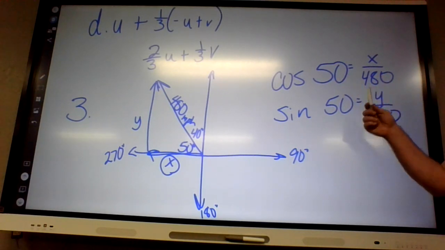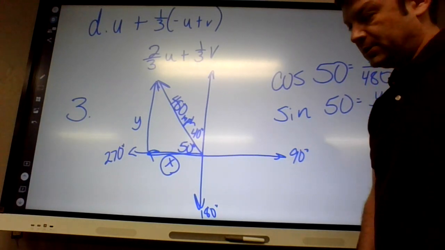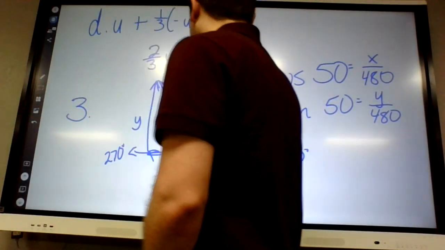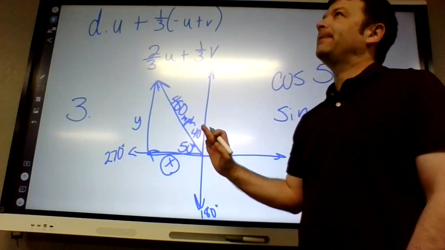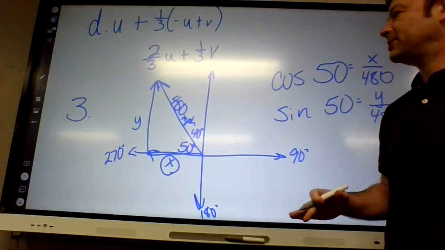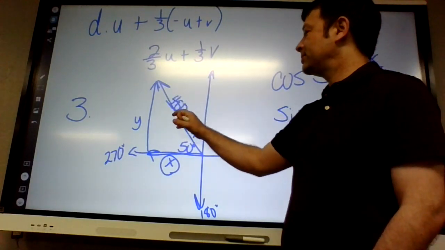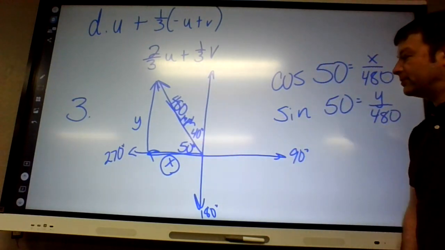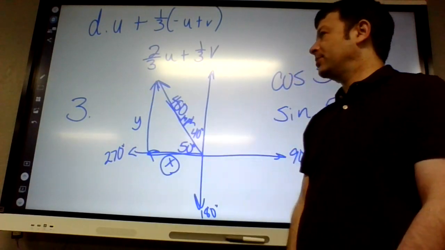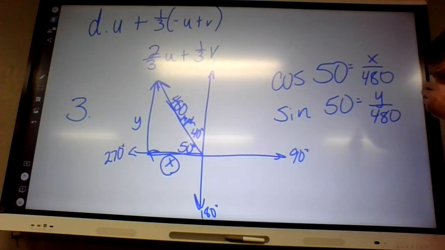Times 480, times 480. And that would give us how far west they went, or not how far west they went, but at what speed they were moving in the westward direction. That's basically, because we're not really talking about distance, we're talking about speed. But that tells you the speed in the westward direction and the speed in the northward direction.